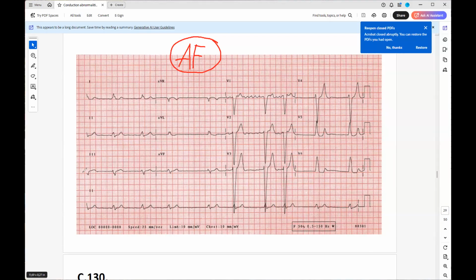We don't need to talk about the PR interval. We have to talk about the QRS complex. Is it wide? Yes. Okay. So now we know that we do have a supraventricular impulse formation and we do have a wide QRS. What does it mean?